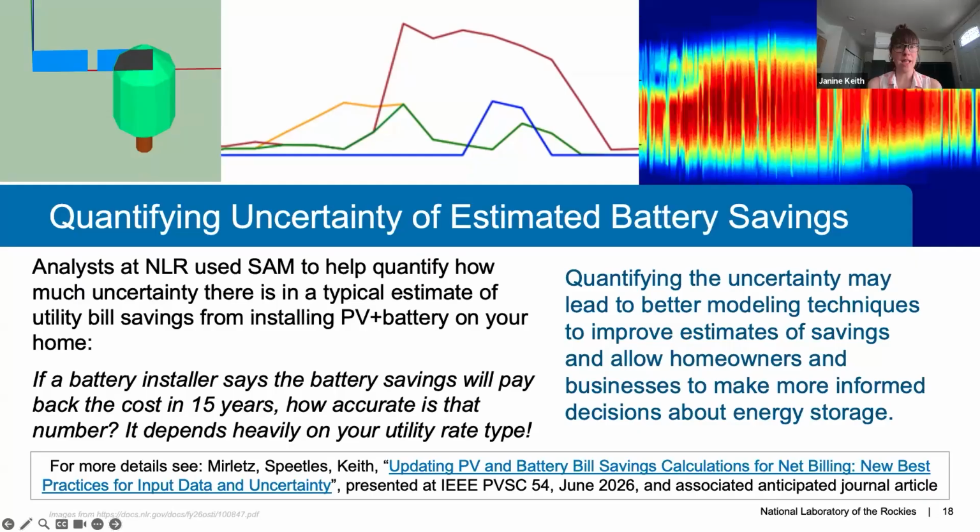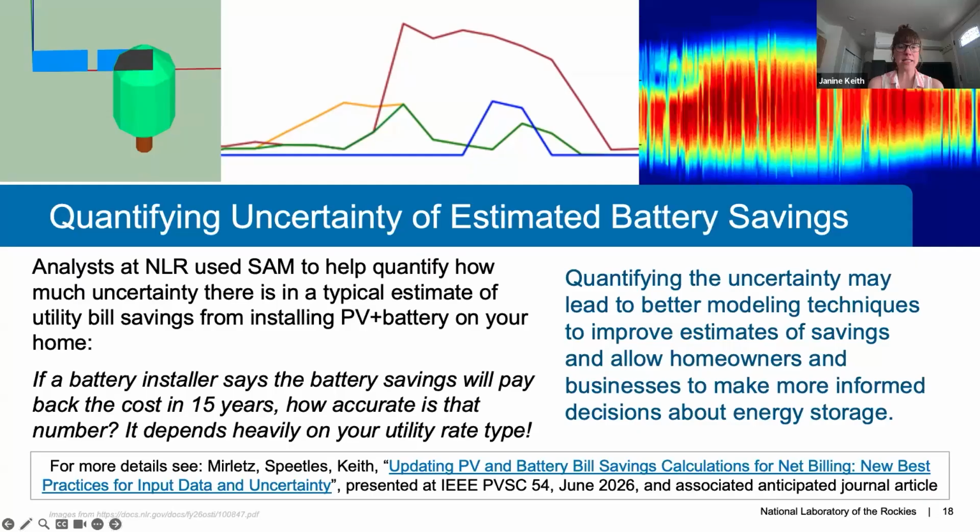So put a different way, if you are getting a quote for PV and battery on your house, for example, and the battery installer says that the battery savings will pay back the cost in about 15 years, how accurate is that estimate? It turns out that the answer depends pretty heavily on your utility rate type, which I won't dig into in great detail here, but I will point out that there is a link to the presentation that my colleague Brian gave recently.